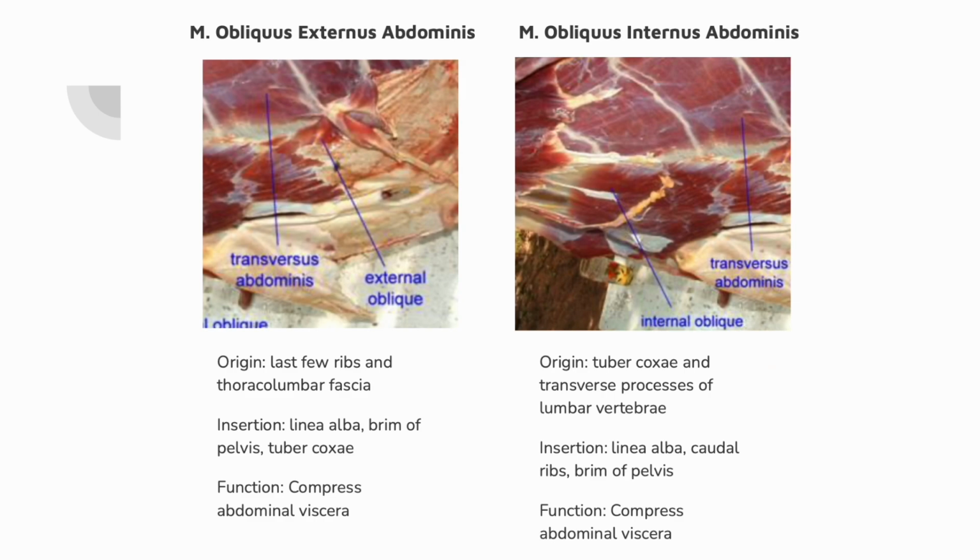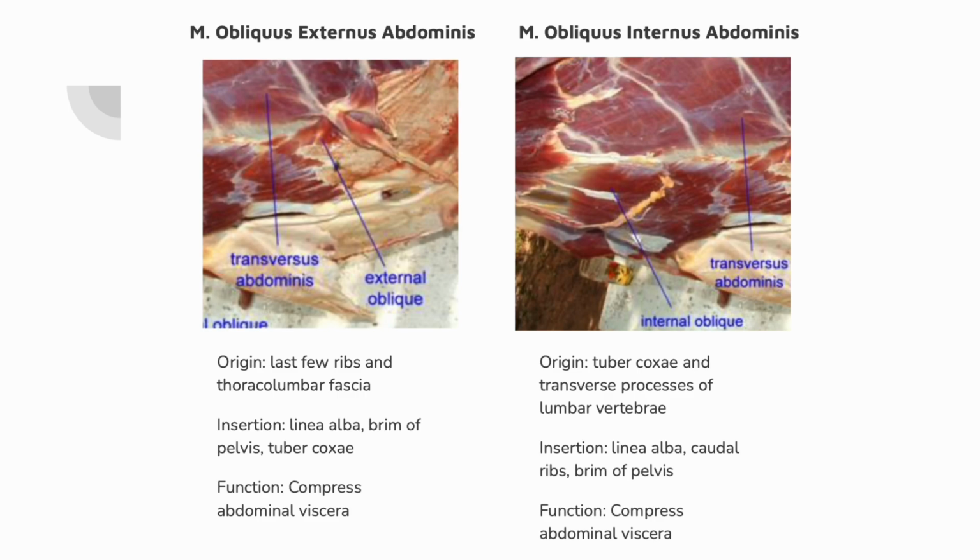And so the next muscles are the obliquus externus abdominis and the obliquus internus abdominis. The externus abdominis is the most superficial abdominal muscle. It overlaps the internal oblique abdominis, and the fibers run obliquely ventral and caudal. Its origin is the last few ribs and thoracolumbar fascia. Insertion is the linea alba, the brim of the pelvis, and the tuber coxae. And the function is to compress the abdominal viscera.